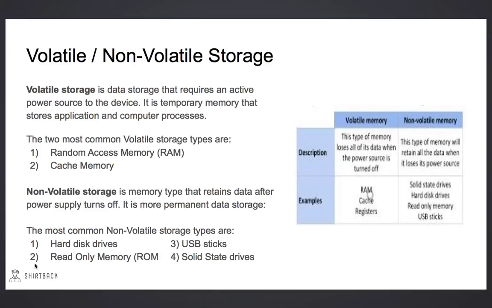Non-volatile storage is a memory type that will retain its data after the power supply is turned off. This is a more permanent data storage type. The most common non-volatile storage types are hard disk drives, read-only memory, USB sticks, and solid-state drives.